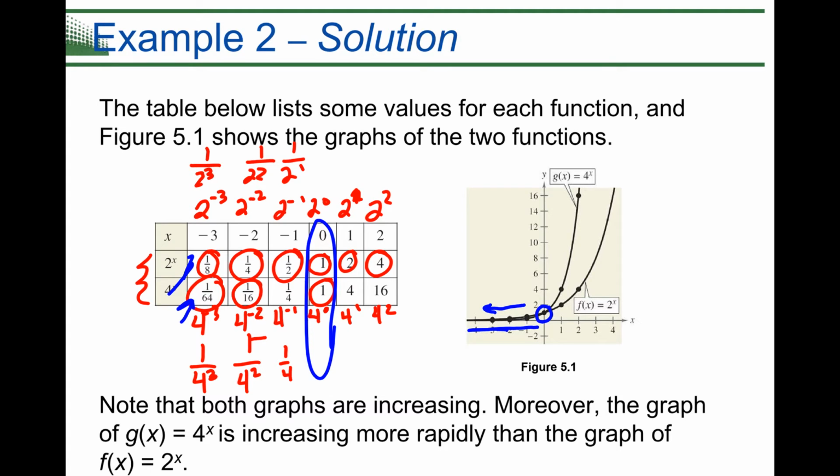Then the larger the base, the quicker it got large. You can see that just looking at base 4 versus base 2, we got up to 16. So the larger the base, the sharper the curve is going to be. Note that both graphs are increasing. The graph of 4 to the x is increasing more rapidly, as I just stated, than the graph of 2 to the x.